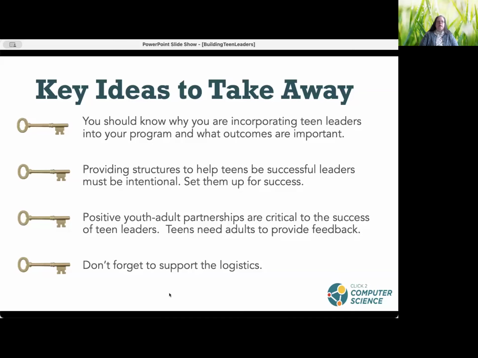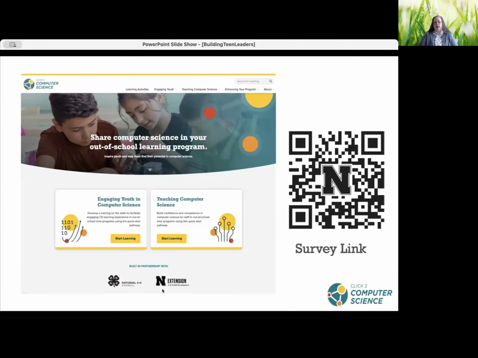And so those are the key takeaways that we hope will benefit your program as your teens act as near peer role models for younger youth. And your program participants will benefit from unique teen-led experiences as well as they build their skills and confidence in doing these things as well.